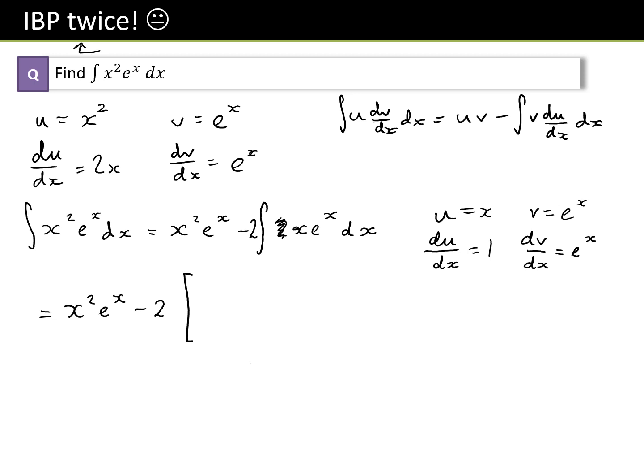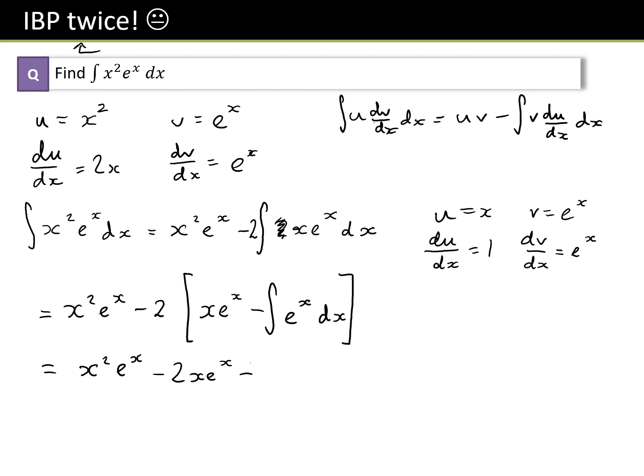So stick a massive square bracket there. So integrate x e to the x, so uv, x e to the x, minus the integral of v du dx. V is e to the x, du dx is e to the x, is 1. Those two multiplied together is just e to the x. So this is equal to x squared e to the x minus 2x e to the x minus the integral of e to the x.